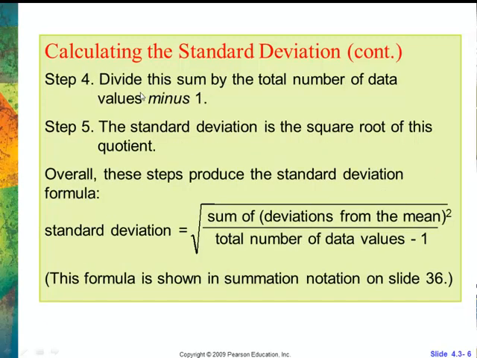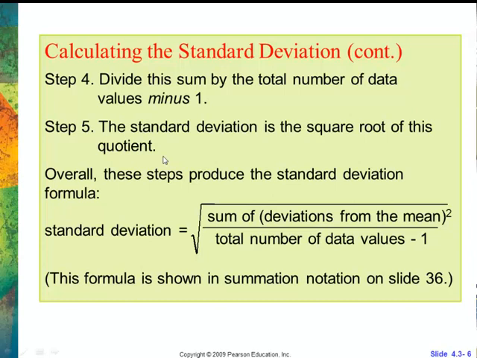Then in step 4 we divide the added sum by the total number of data points minus 1 because we have a sample. If we had the population, we would just divide by n, but because we're using a sample, we want to make sure there's a little more space to account for things that might be incorrect. So that's why we subtract 1 before we divide. Then we take the square root of that value, because we want to undo the squaring that we did.